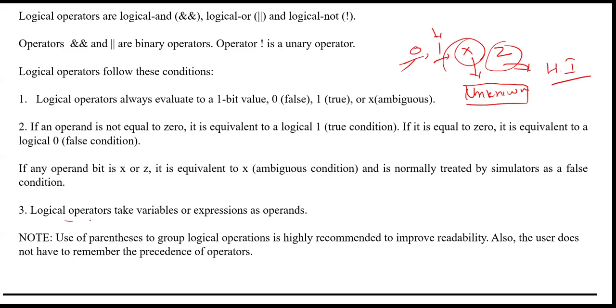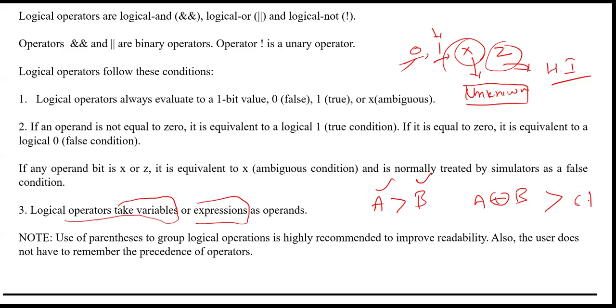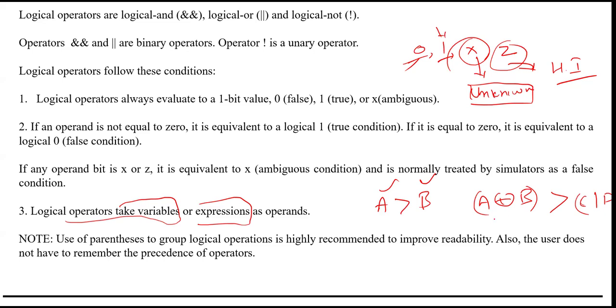So what it says here is that logical operators take variables or expressions. They can take variables, like A greater than B, where A is a variable and B is a variable. Or you may have some expression, maybe A X or B, which is a Boolean expression. Maybe some need arises to do this kind of thing: C ORed with D. You have kept this in parentheses, and this also in parentheses. Now this is the expression. This needs to be adjusted a little bit here.